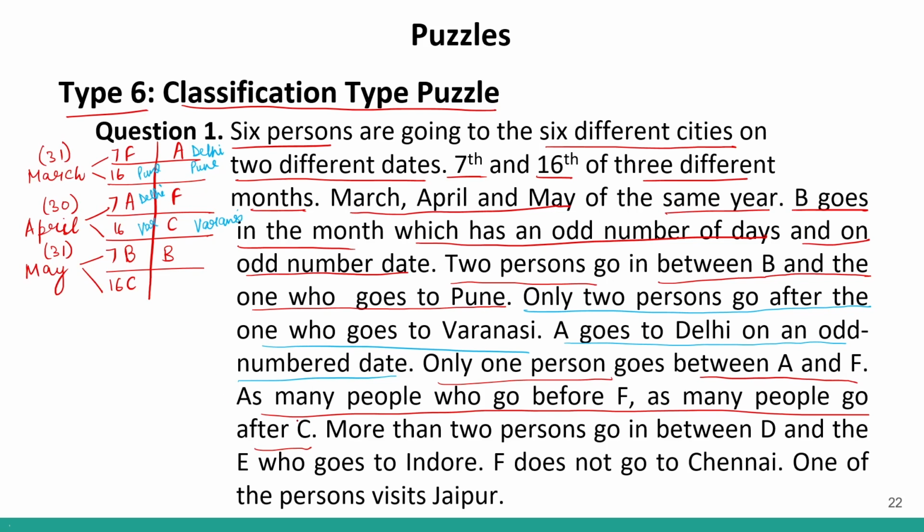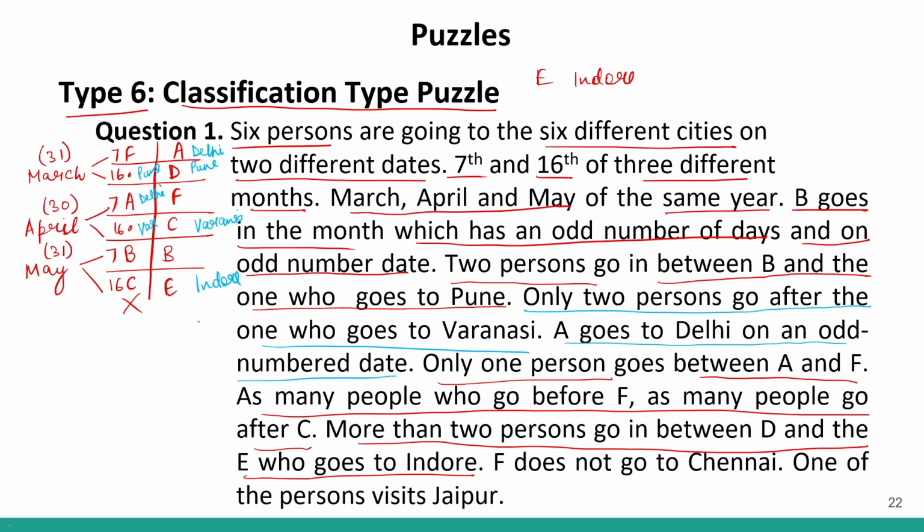Correct? Now, more than 2 persons go between D and E who goes to Indore. So, E goes to Indore. Correct? E goes to Indore. If you look at possibility 1, we have 2 empty positions, this one and this one. Correct? And over here it is already filled with Pune and Varanasi. That means we cannot continue with this possibility. Correct? Over here, possibility number 2, I can see that more than 2 people are going between D and E. So, D can come over here, E can come over here and E will go to Indore. So, Indore can come over here.